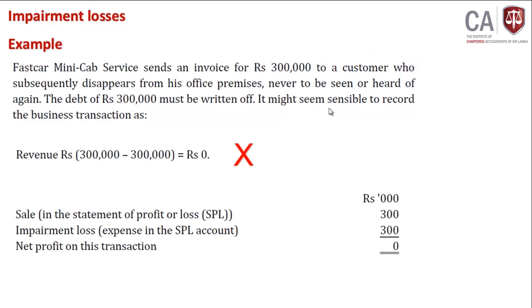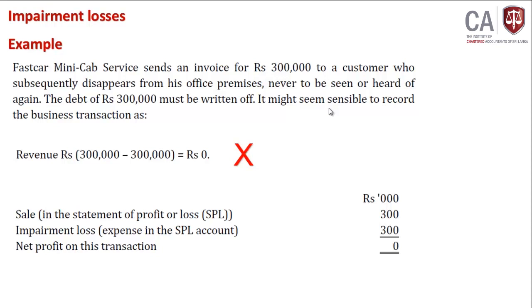Look at this example. Read this. Impairment loss example. Fast car minicab service sends an invoice for rupees 300,000 to a customer who subsequently disappeared from his office premises, never to be seen or heard of again. You have a cab service and you send 300,000 worth of invoice to one of your customers. That customer is not there in the office premises and is never seen or heard of again.